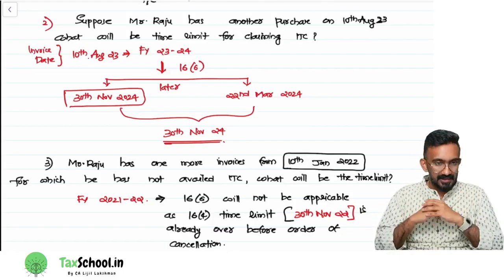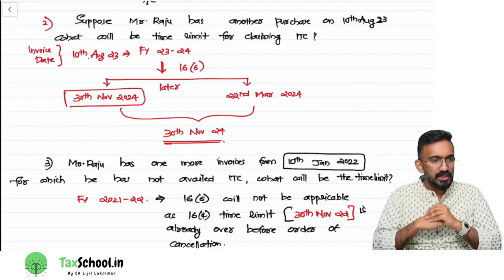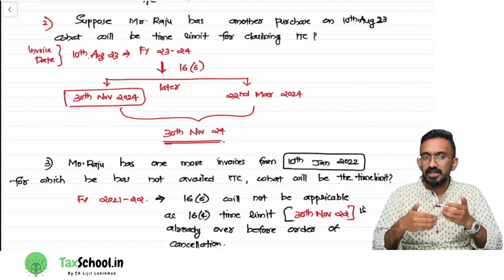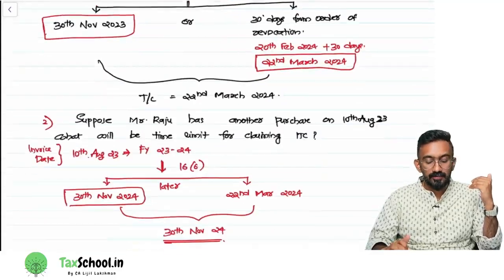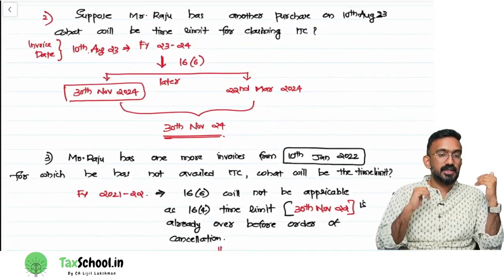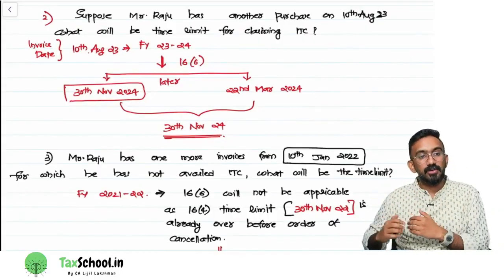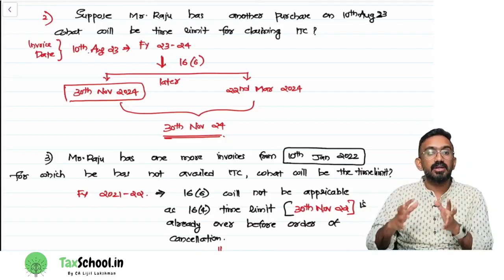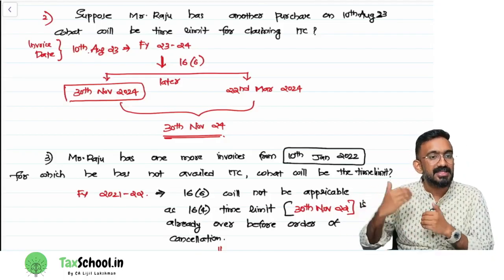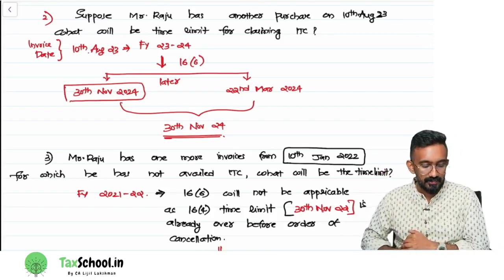So in that case, his registration was cancelled on 31st of August. He did not claim it in August because he got the registration back only on what date? 20th of February 2024. So again, how will I compute in 16.6? Normal time limit is 30th November 2024. 30 days from revocation is 22nd March 2024. The time limit which is later is 30th November 2024. Normal time limit is later than the 30 days from the revocation. I will take the normal time limit itself.